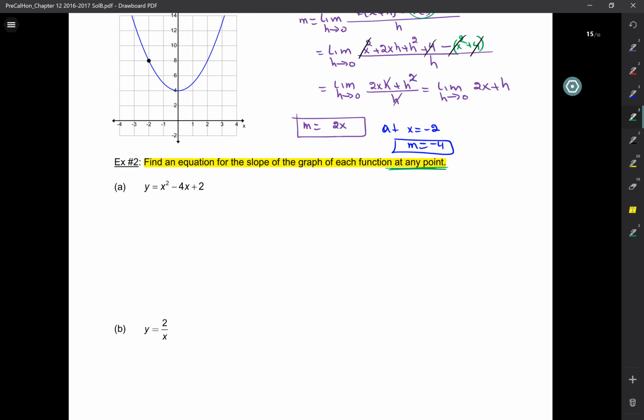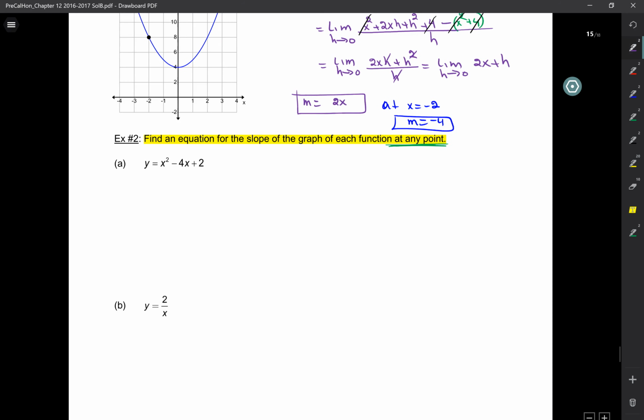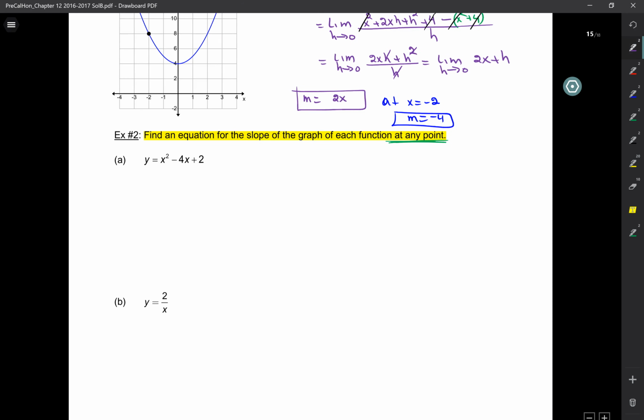Okay, so let's do this one. So the first thing, you want to do some preliminary work. Find f of x plus h. So go ahead and do that very quickly, like Precalc Honors style, quick.